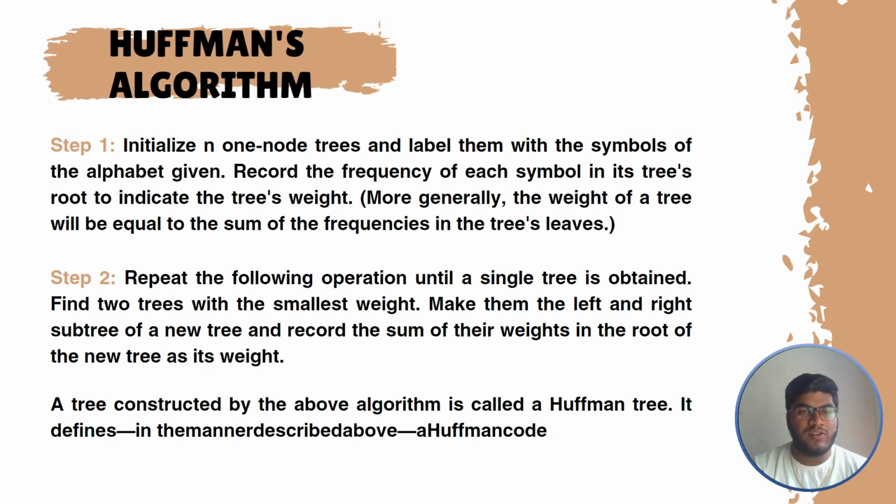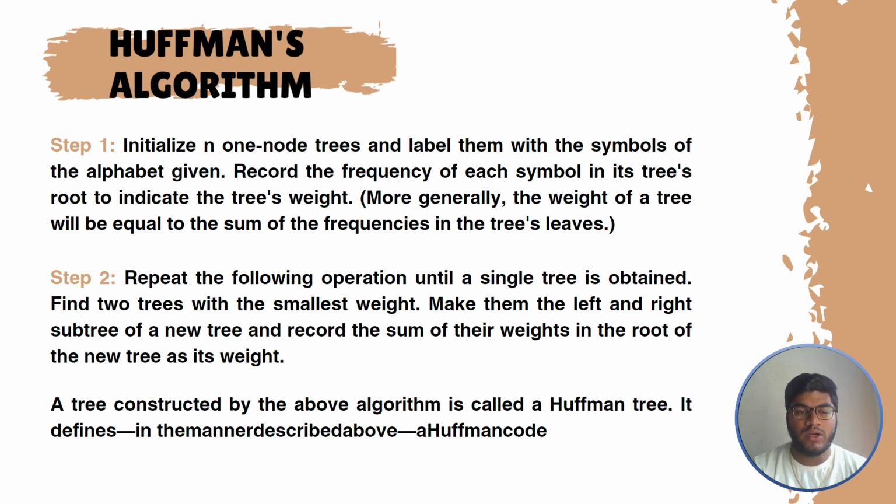Let us move on to Huffman's algorithm. In step 1, we initialize n one-node trees and label them with the symbols of the given alphabet. Record the frequency of each symbol in its tree's root to indicate the tree's weight. More generally, the weight of a tree will be equal to the sum of the frequencies in the tree's leaves.